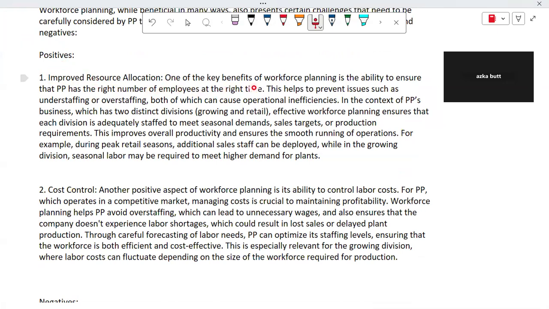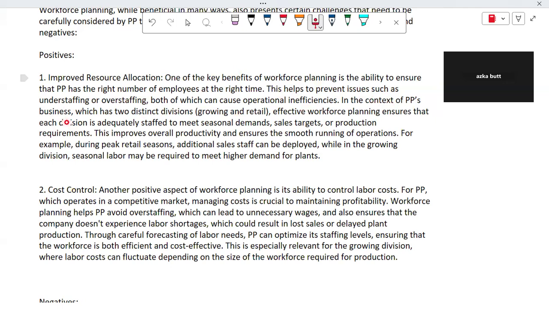So one of the key benefits of workforce planning is the ability to ensure that PP has the right number of employees at the right time. This is all about workforce planning. So how will this help, how will this create a positive impact? This helps to prevent issues such as understaffing or overstaffing, both of which can cause operational inefficiencies.